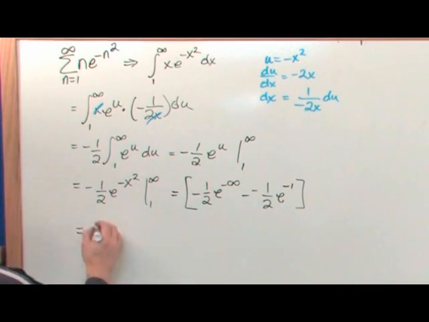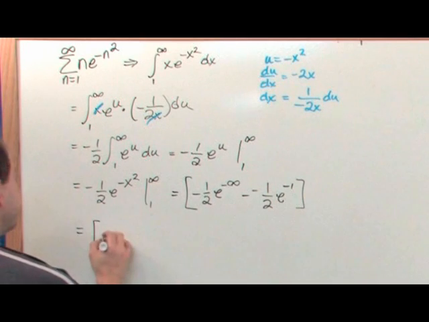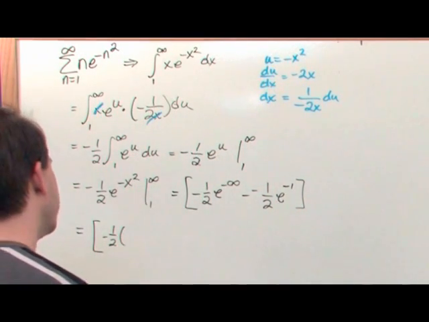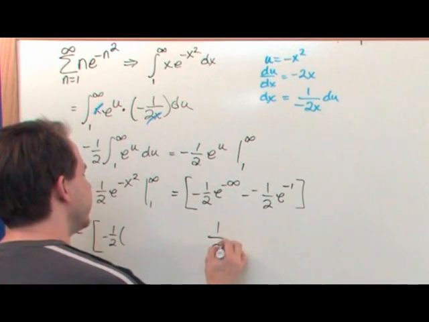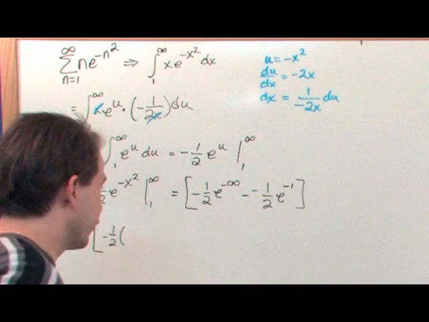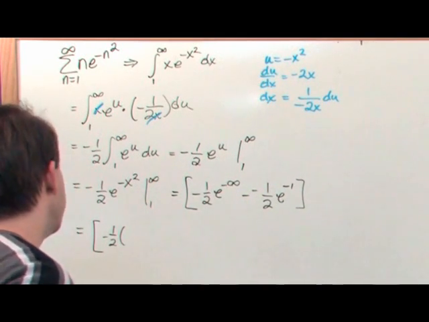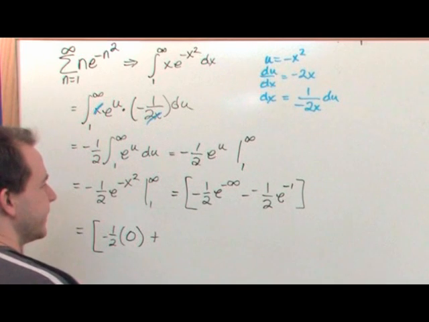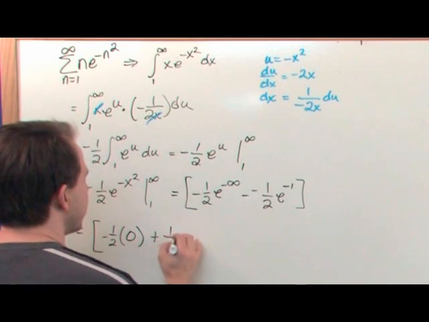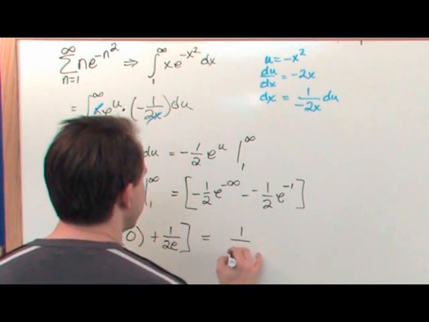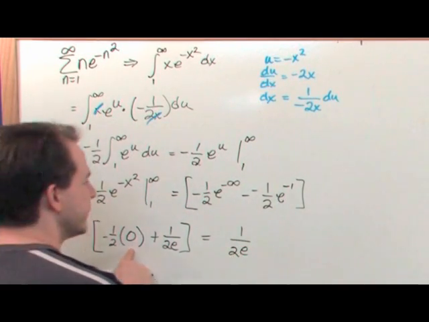So what does this reduce to? So I've got negative 1/2 times, what is e to the negative infinity? Well, that's the same thing as 1 over e to the infinity, right? So it's going to be 0 because that denominator is going to go through the roof. So this is 0 right here, plus, because of the double negative here, 1 over 2e. So the answer here is 1 over 2e because I've multiplied by 0 here.